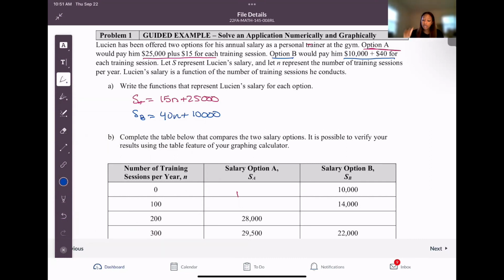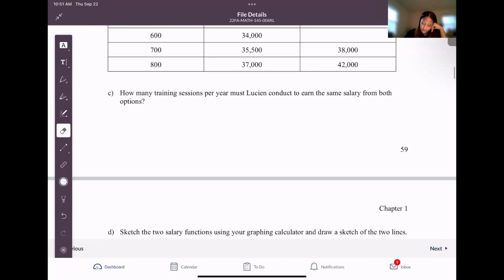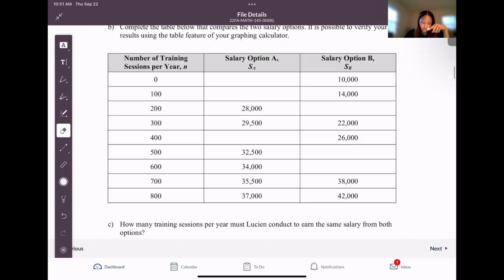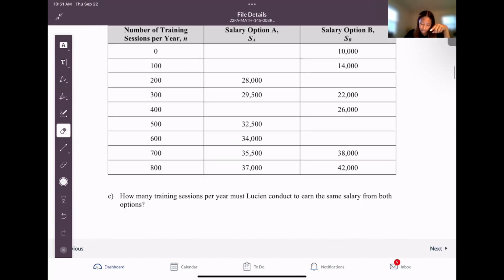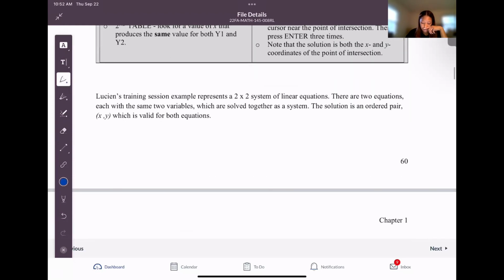All right, we're asked to then complete the table to determine how much the salary would be for these various numbers of sessions. You can do this in your graphing calculator. Let's go ahead and do it in our graphing calculator because part C asks us to interpret this also, and we're going to have to use the graphing calculator for part D also. So we'll use the graphing calculator to fill in this table for part B. Part D says how many training sessions must he conduct for the salaries to be equal. So we'll look at the table to figure that out, and then we'll look at the graph for part D, okay?